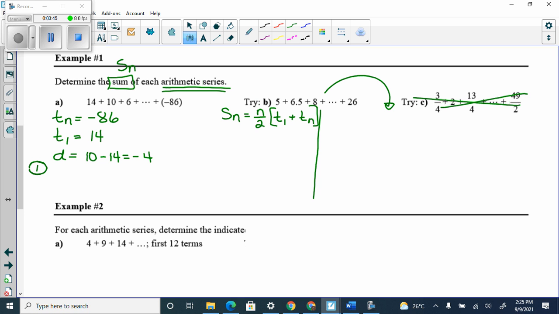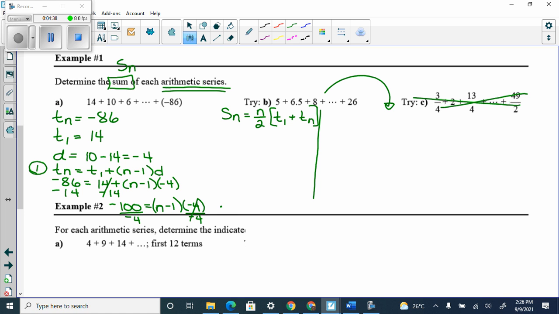So step 1 is to use the Tn equals T1 plus n minus 1 times d formula. What's my Tn? Negative 86. T1 is 14. n I don't know. And d is negative 4. And it's multiplied. So just like in the previous example, we subtract 14, which gives negative 100 equals n minus 1 times negative 4. I'm going to divide by negative 4, and I get 25 equals n minus 1. So n equals 26.